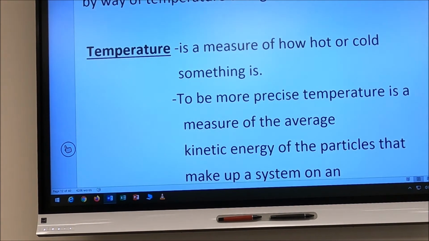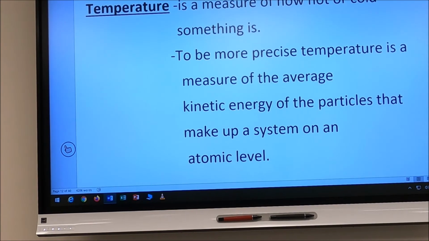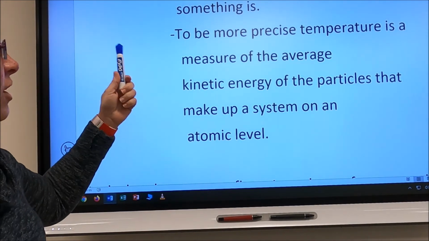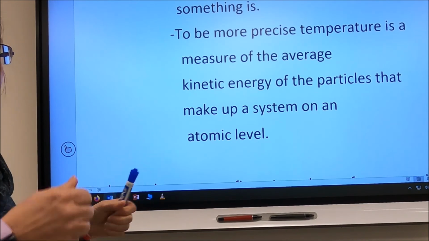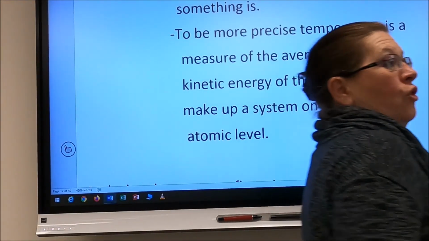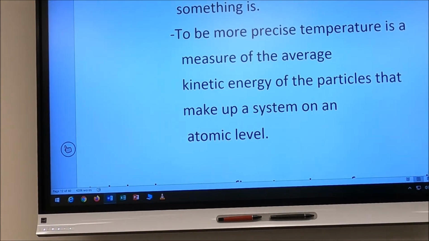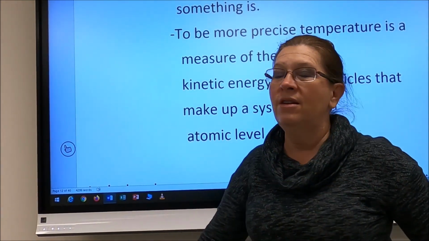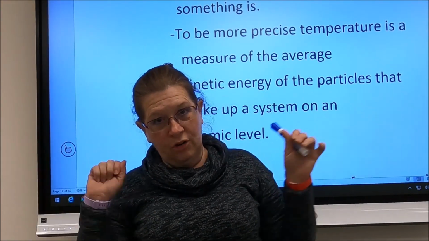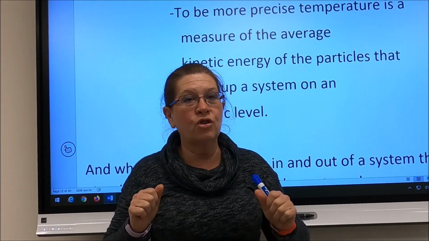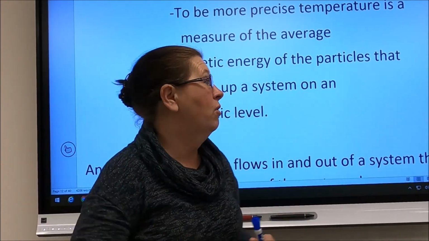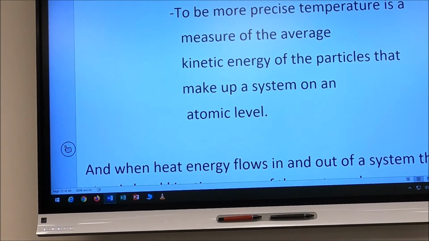Temperature is a measure of how hot or how cold something is. To be more precise, temperature is a measure of average kinetic energy of the particles that make up the system on the atomic level. So remember, kinetic energy is energy something has because it's moving. So we can talk about translational motion, rotational motion, and vibrational motion. All of those contribute to that atomic level kinetic energy. Okay?